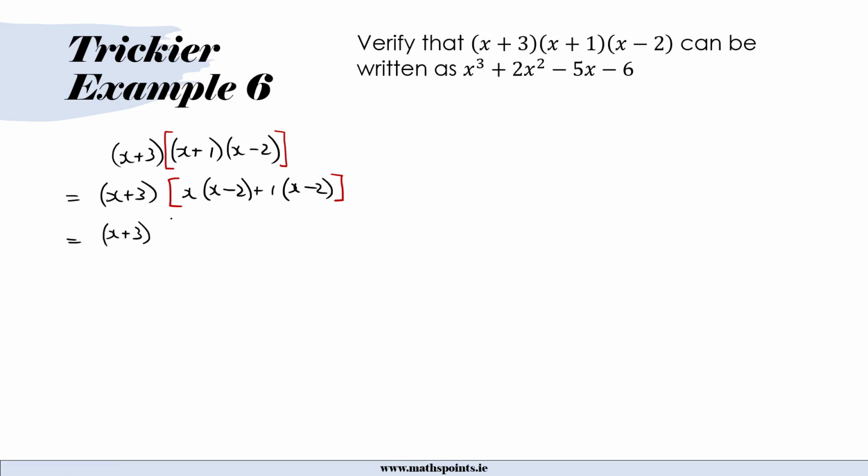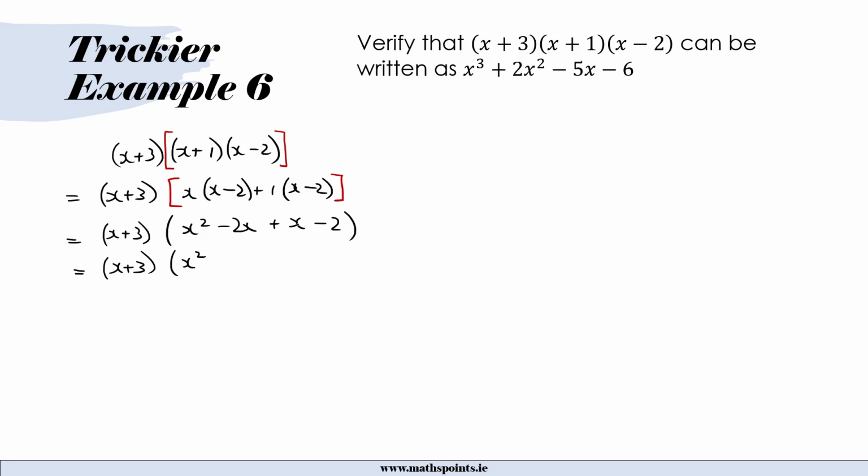I'm going to just have a black bracket now because I'm going to get rid of these 2 inner brackets in this next bit of multiplication. So x by x is x squared, x times minus 2 is minus 2x, 1 by x is 1x, and 1 times minus 2 is minus 2. I'll tidy up that second bracket a small bit more because I can see that the minus 2x and the x are like terms and can be joined together.